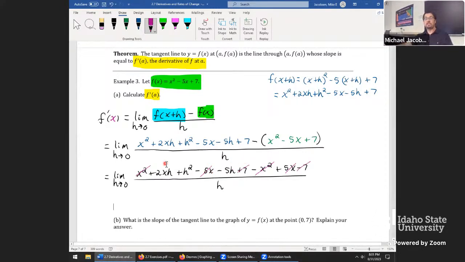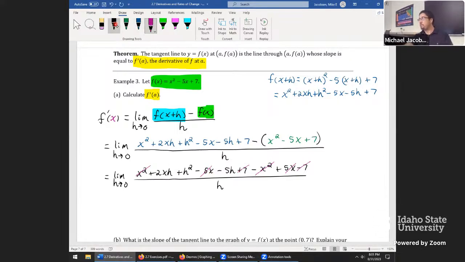Now, you could cancel your h's here if you'd like. I'll write out this extra step. All that's left is the limit as h goes to 0. I'm going to factor out h from the surviving terms to get h times 2x. Factoring out here just drops the power by 1, so plus h. Here it eliminates it, so minus 5. All of which is still divided by h.